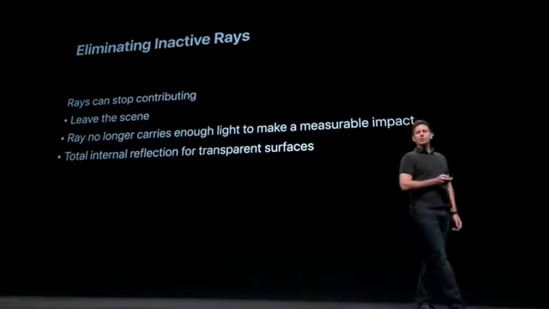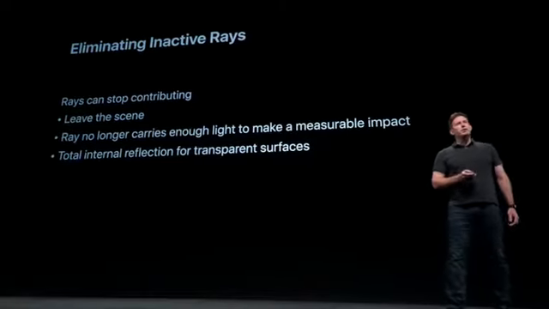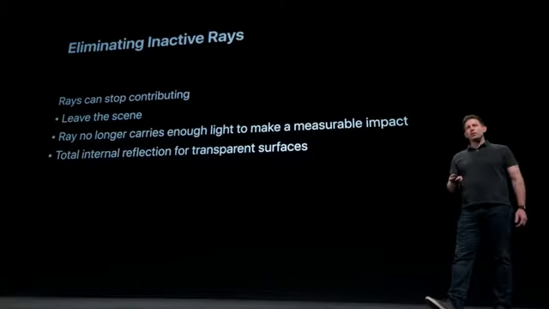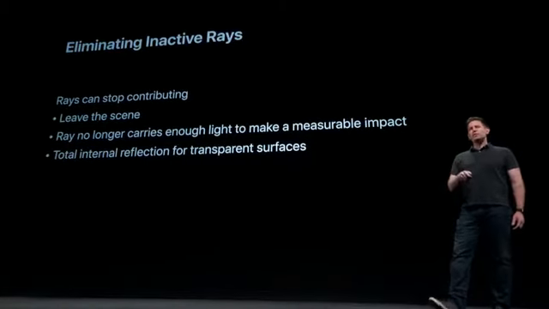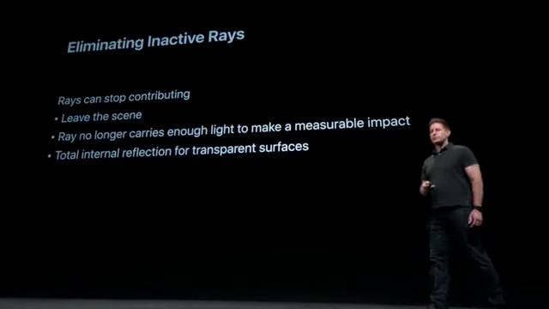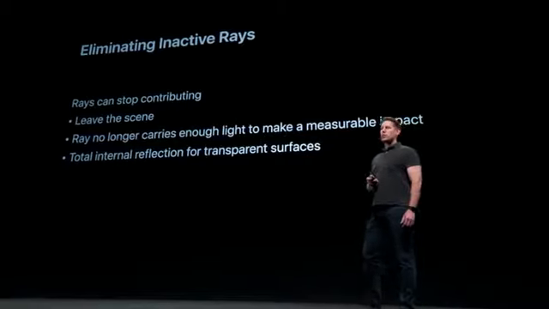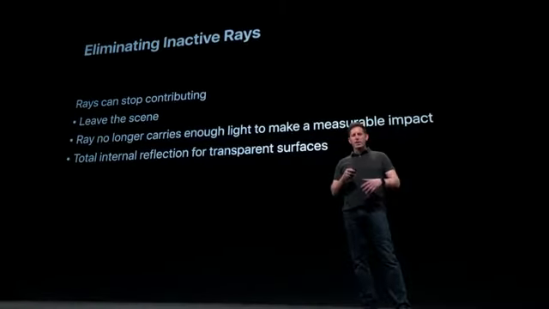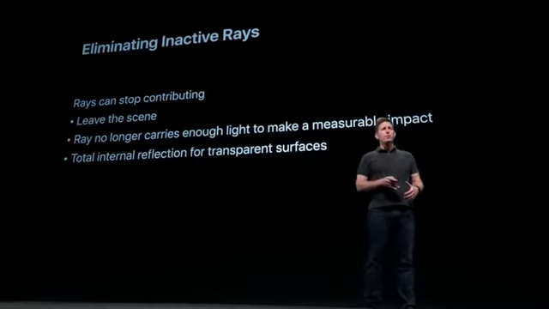Second, as the array bounces, the light it carries will be attenuated by the surfaces that it interacts with. If it loses enough light, it may not be able to have a measurable impact on the final image. And finally, with transparent surfaces, there are some rays that can get trapped in position such that they can never get back to the camera.